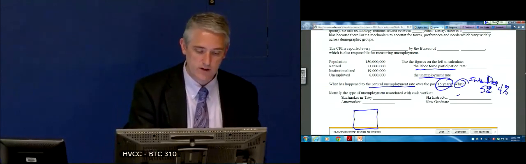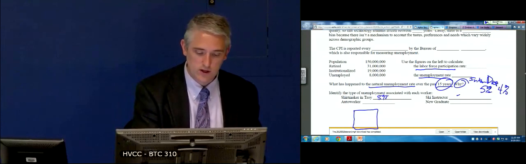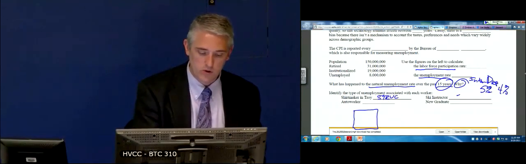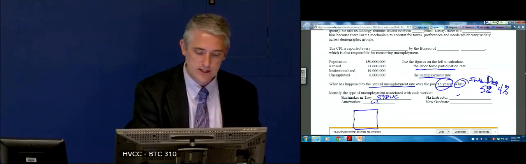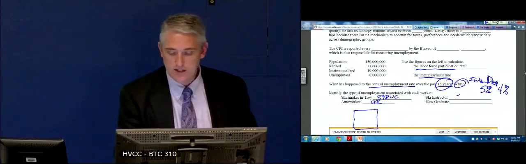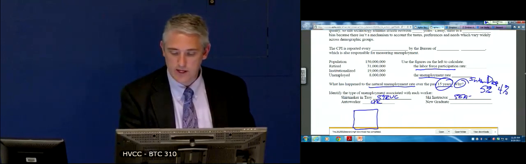Lastly, the shirt maker in Troy is a structurally unemployed person. An auto worker who's out of work right now is cyclically unemployed. A ski instructor is seasonally unemployed right now, but that's until the season starts up. And a new graduate is frictionally unemployed.